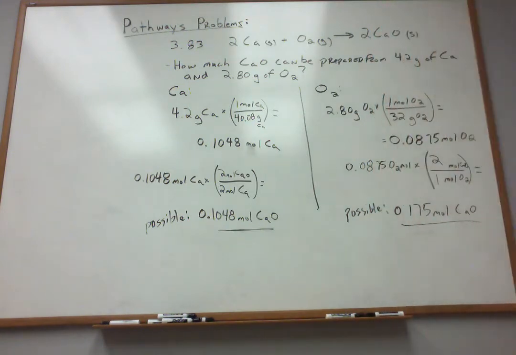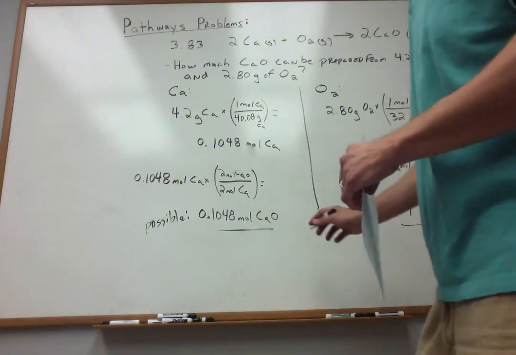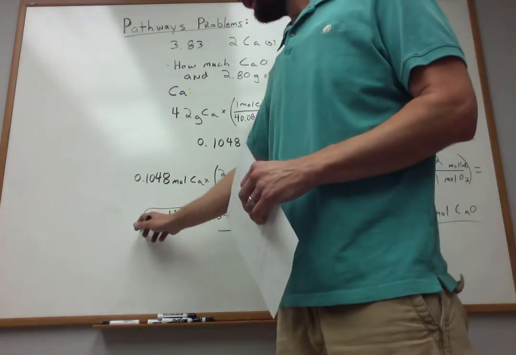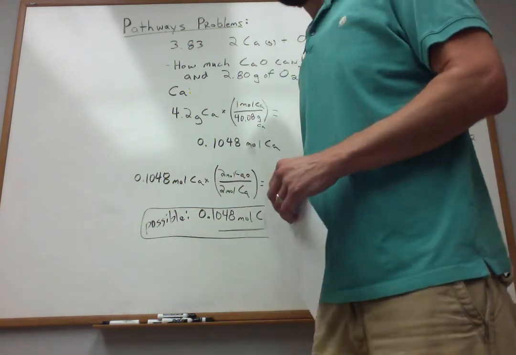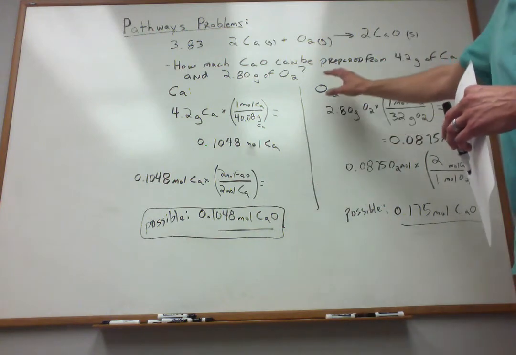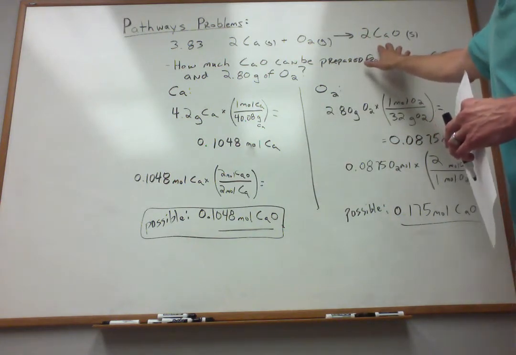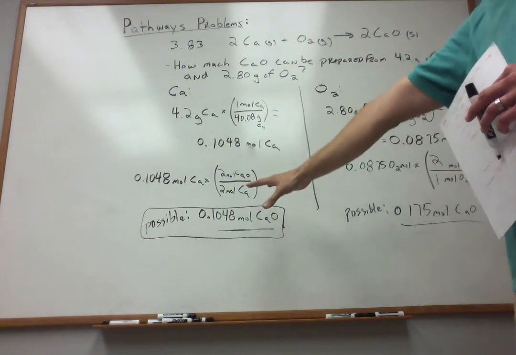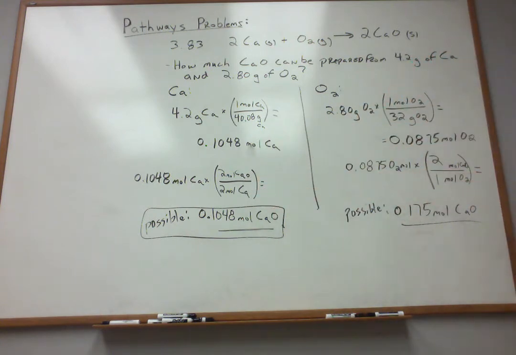So I have two numbers, okay? Which one is correct? The one that will be correct when you're working a limiting reagent type of problem is always the smaller one. Here that's going to be the result for calcium. Remember, what we computed here is how much of my product I can possibly make from the amount of starting material that I've been given.